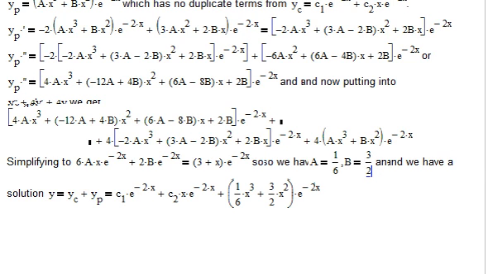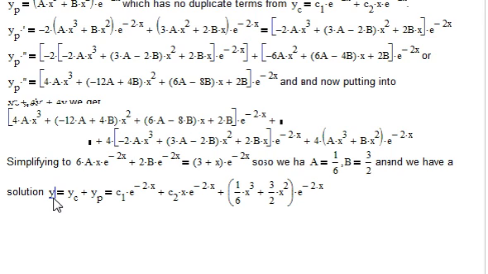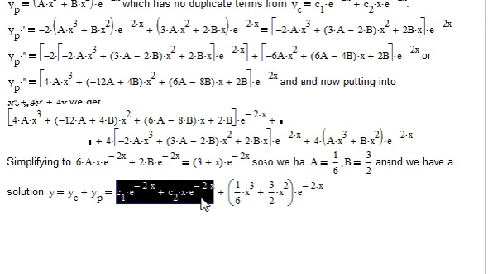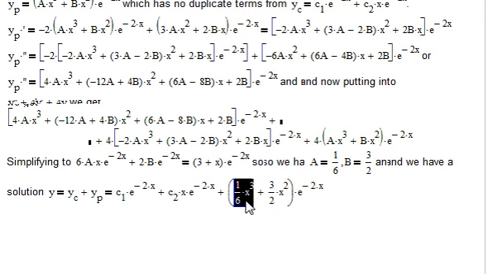And not only do we have a particular solution, we have the general solution to the equation. I sincerely hope so. And here it is: y equals the complementary solution plus the particular solution, which we struggled to find, but we found. So the complementary solution plus (1/6 x cubed plus 3/2 x squared) times e to the negative 2x. I've had it up to here.